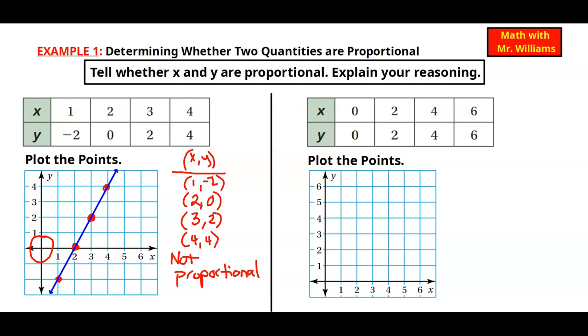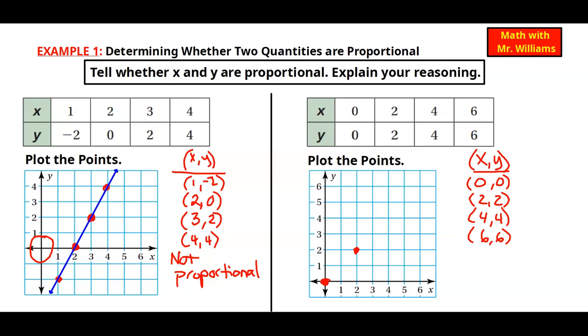Let's go ahead and make our table. We start off with 0, 0, then 2, 2, 4, 4, and 6, 6. All right, plotting the first one. We see that we're going to start at the origin. We're not moving right and we're not moving up. So the dot is the origin. On the second one, we have 2, 2. So we start at the origin, move to the right 2, and then up 2.